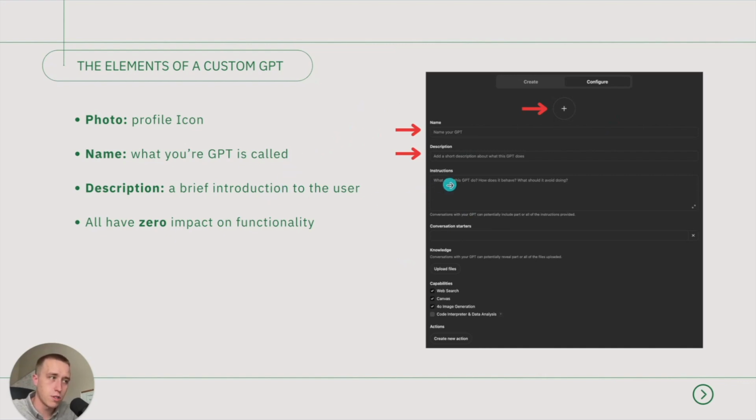So the first three sections here, the photo, the name, the description, all have zero impact on the functionality of your GPT, right? If you change the description, if you change the name, if you change the photo, it's not going to impact how your custom GPT behaves or what it does. So don't spend too much time beating yourself up over getting the perfect name or the perfect description, because it just doesn't have any impact on how useful your custom GPT actually is.